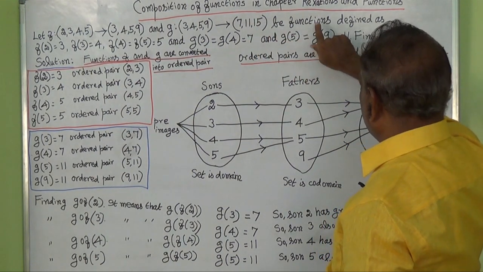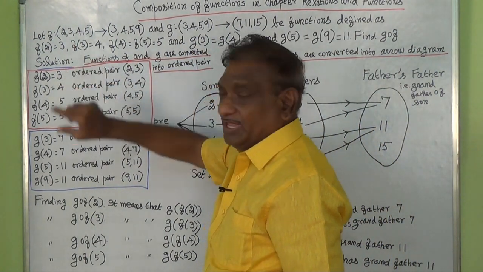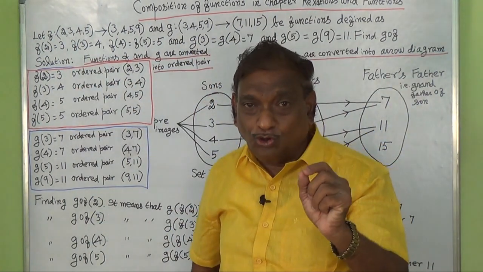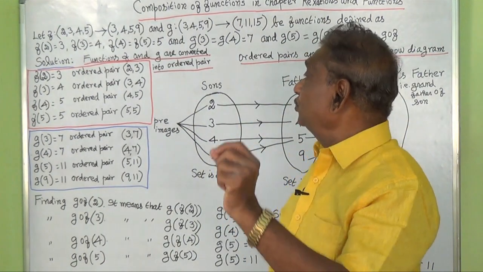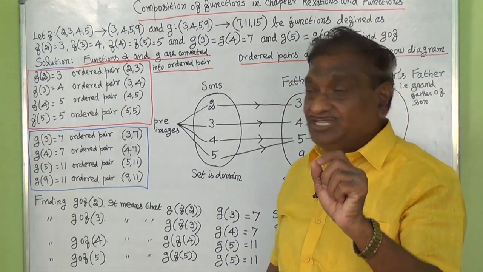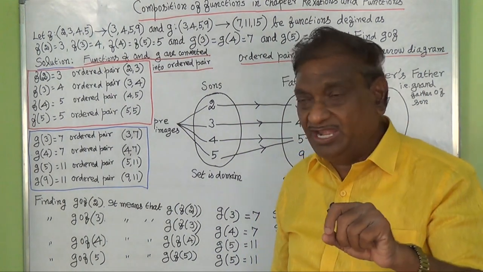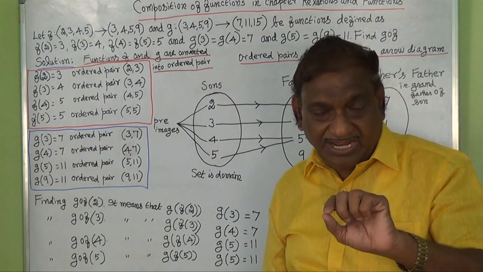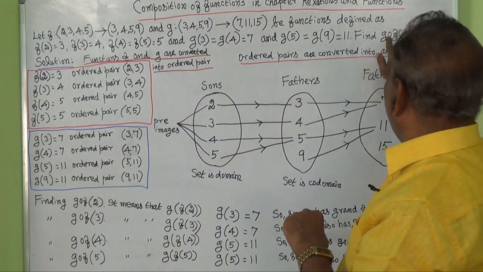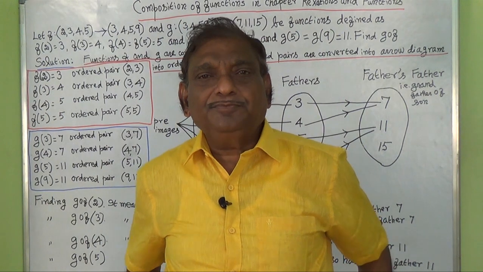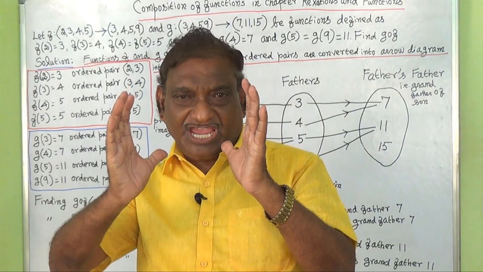The functions are defined as f of 2 equal to 3, f of 3 equal to 4, f of 4 equal to 5, f of 5 equal to 5, and g of 3 equal to 7, g of 4 equal to 7, g of 5 equal to 11, g of 9 equal to 11. Find g of f. From this sum, we understand that there are two functions.